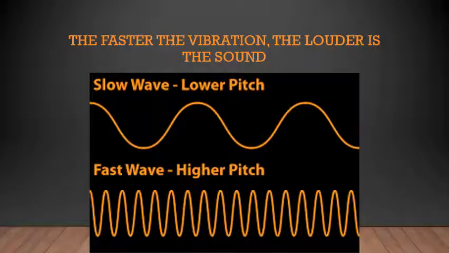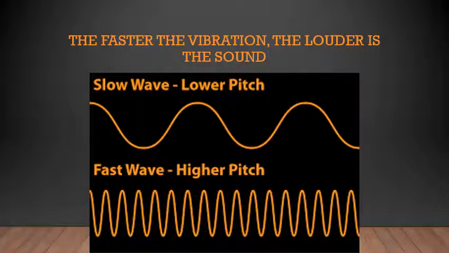Then, the faster the vibration, the louder is the sound. Here the first wave, a slow wave, means low pitch, like when we talk very slowly. A fast wave means higher pitch, that is a louder voice or louder noise. You're able to understand. These are the three properties of sound. Sound travels in waves, sound requires a medium to transport, and the faster the vibration, the louder is the sound. We can make sound by tapping our feet, clapping and shouting, etc.